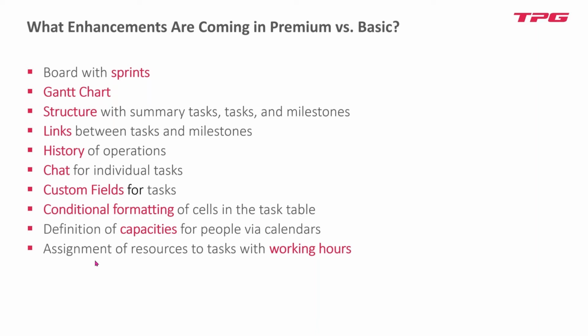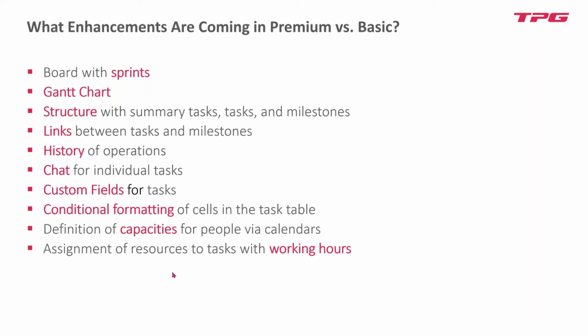Assignment of resources to tasks with working hours, as we said. Coming back to Planner Basic, you can't add a single number on your task. You can't add hours for work. That's not possible. In Planner Premium, you can do it.